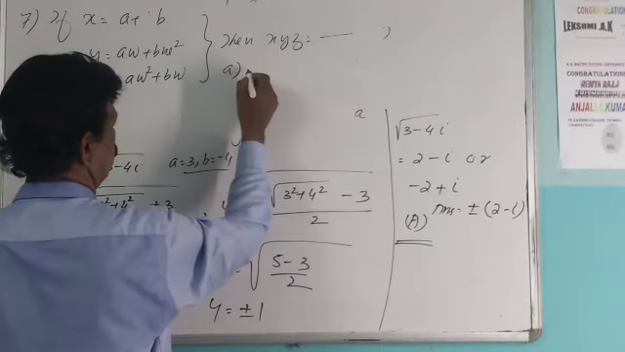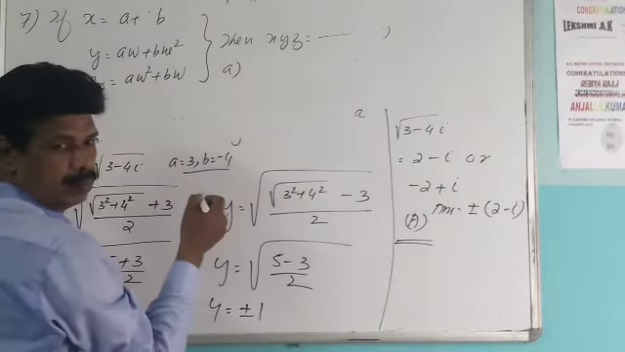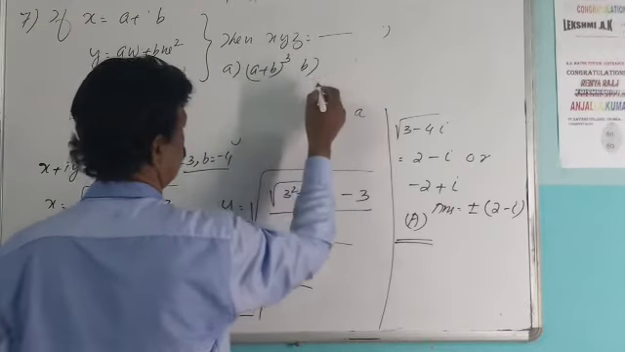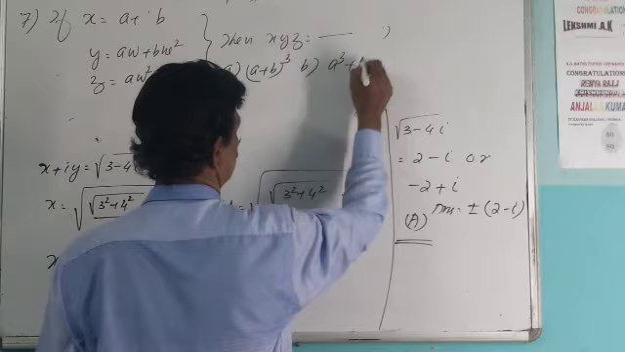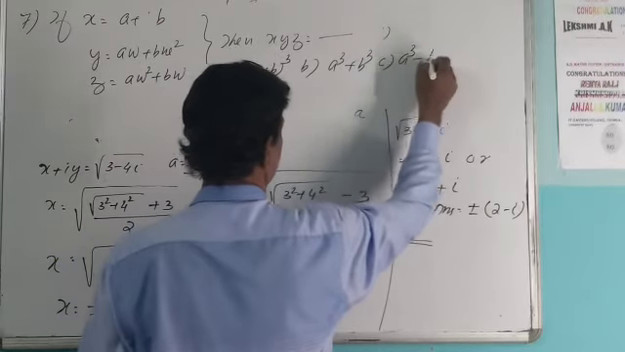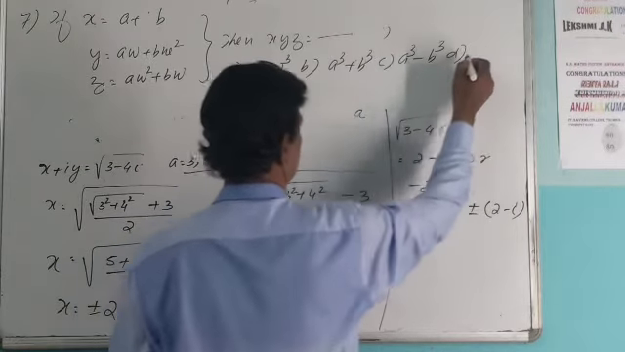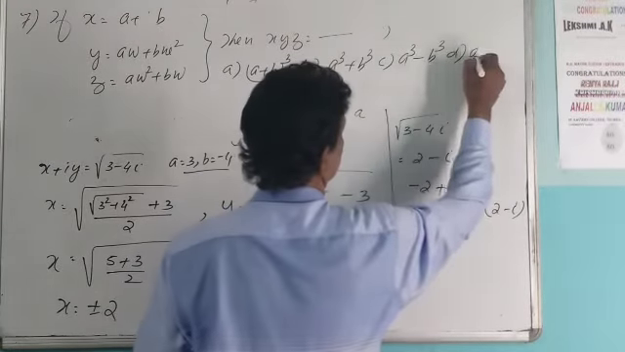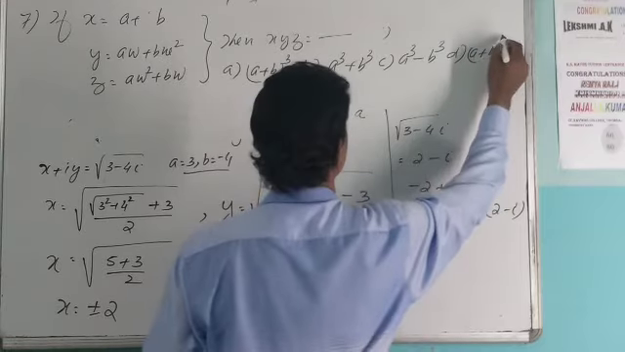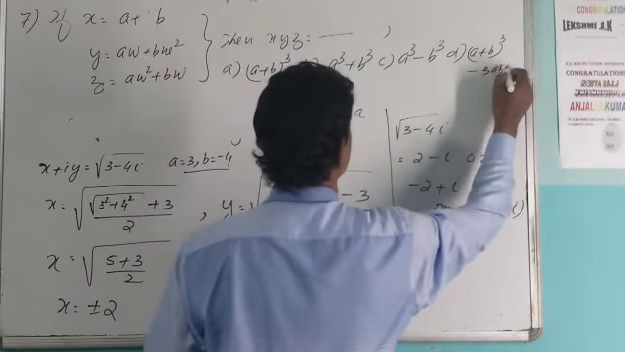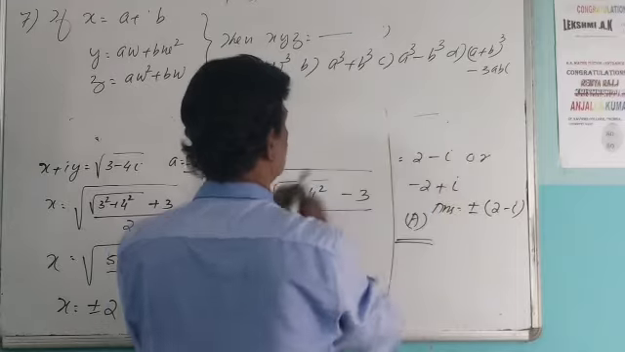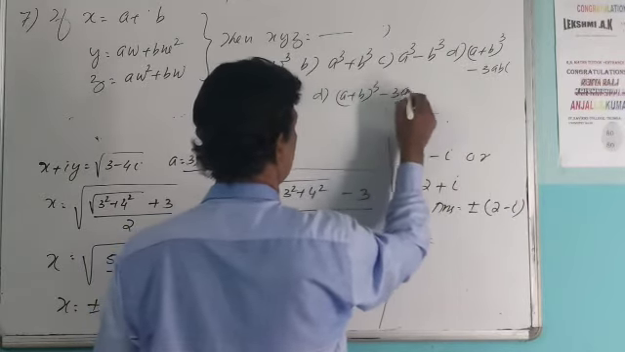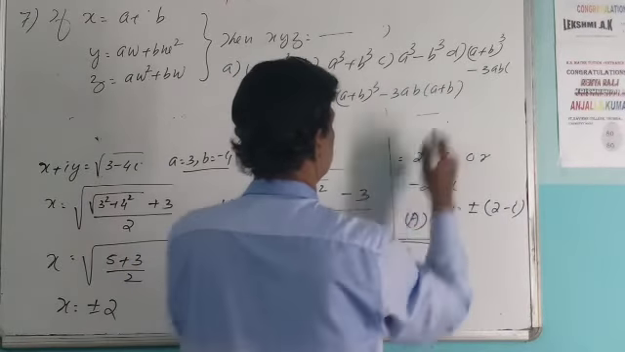Choices. First one: (a plus b) the whole cube. Second choice: a cube plus b cube. Third choice: a cube minus b cube. Fourth choice: (a plus b) the whole cube minus 3ab into (a plus b).